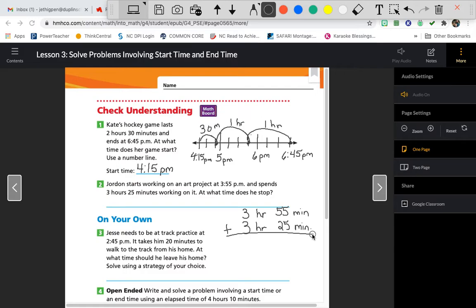So first we're going to add our minutes. We have 5 plus 5 is 10. So 1, 6, 7, 8. So that's 80 minutes and 6 hours. Now again, as you remember, when we were talking about how to regroup minutes and seconds, we know that there are 60 minutes in 1 hour. So we're going to take 60 minutes away from 80. And when you do that, that's going to leave you with 20 minutes.